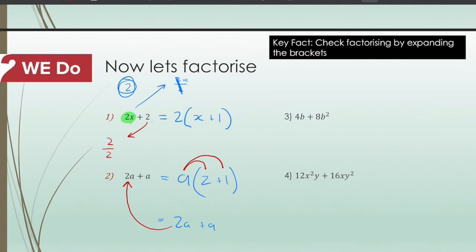So when you do 3 and 4 now, I'm going to get you to expand at the end to make sure you've got the right answer. Pause the video, have a go at these 2, and I'll share the solutions when we get back.